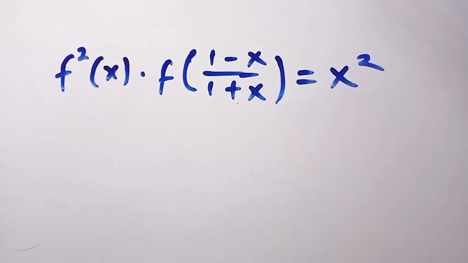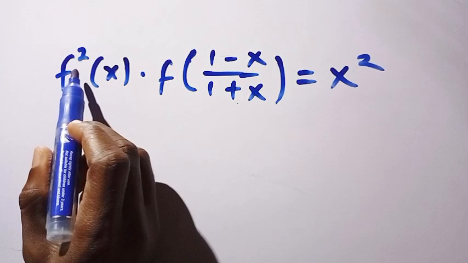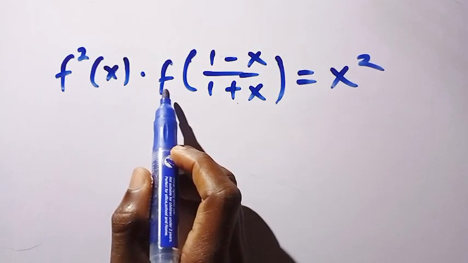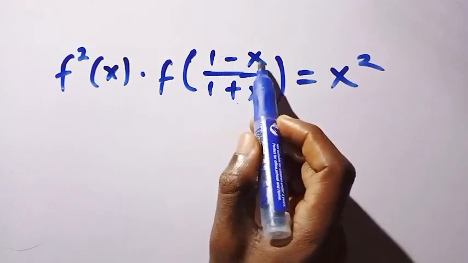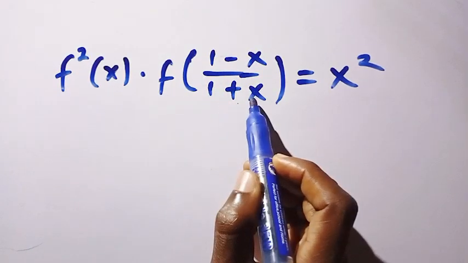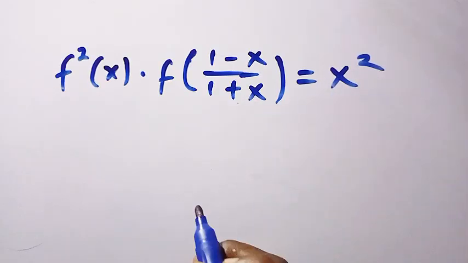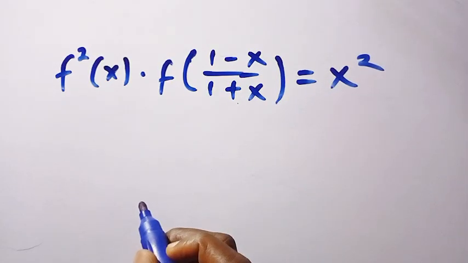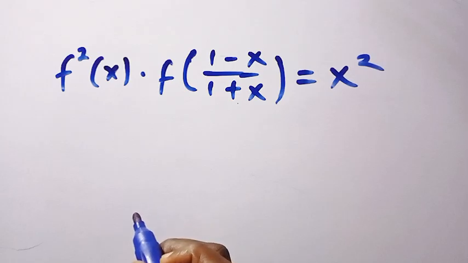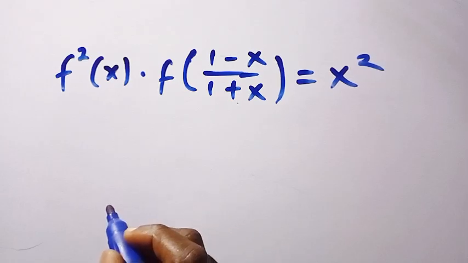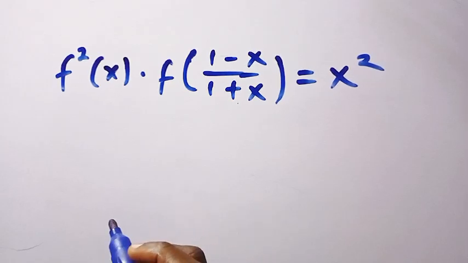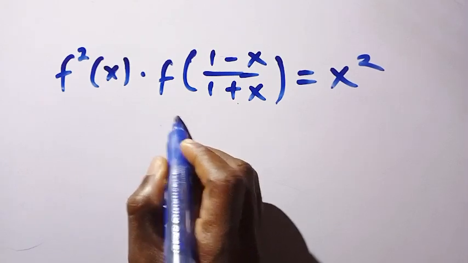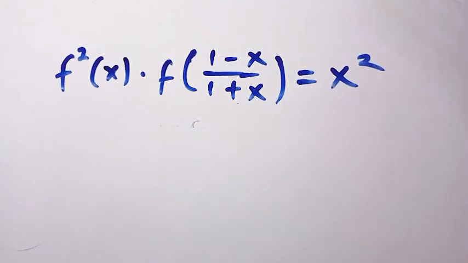Here we have an interesting functional equation where we have to find f of x only. Given f squared of x multiplied by f of (1 minus x) divided by (1 plus x) equals x squared. You can pause this video and give it a try in the next 5 seconds. So let's see how we can solve this problem in a very easy and beautiful way. Let's start with the solution first.